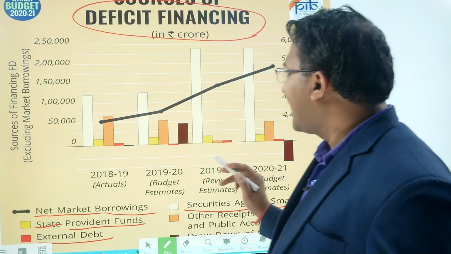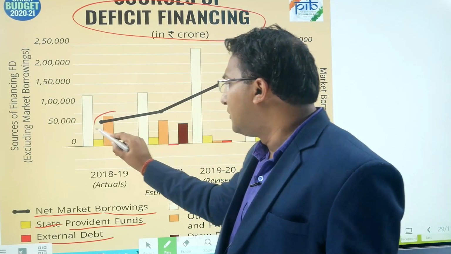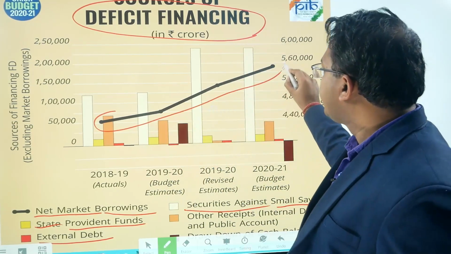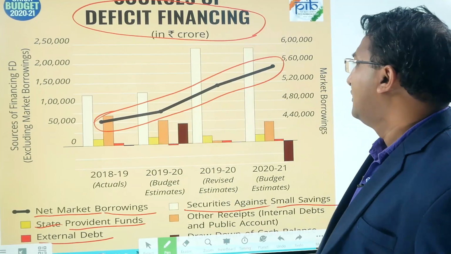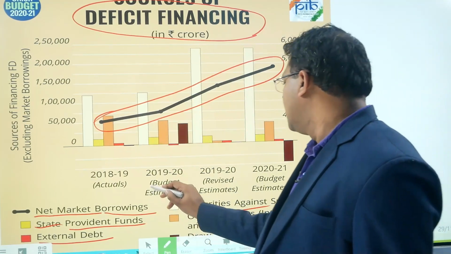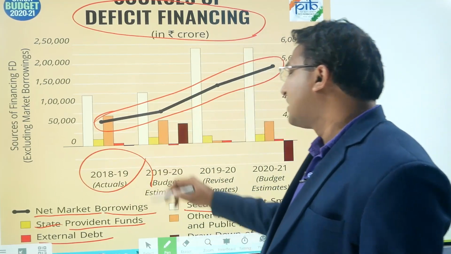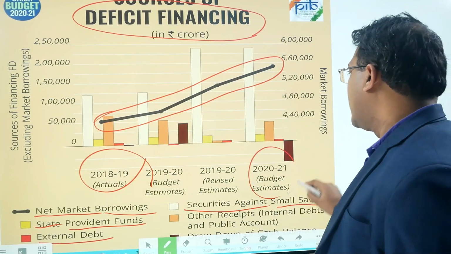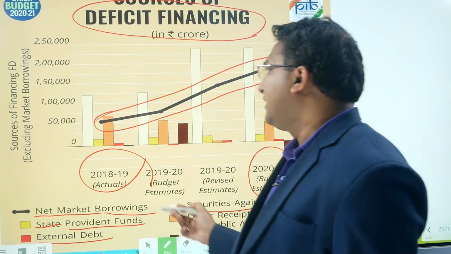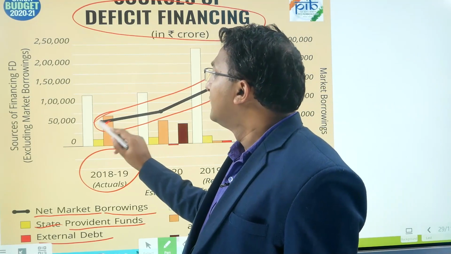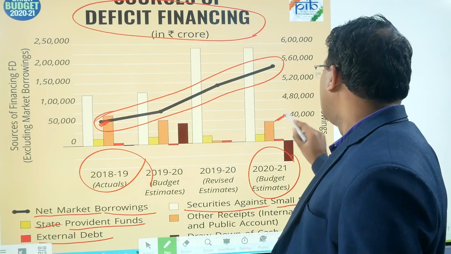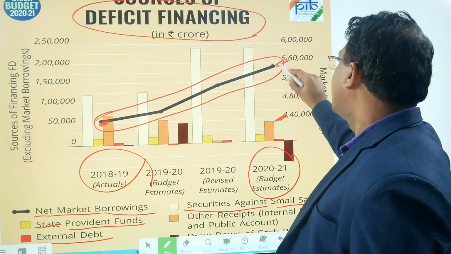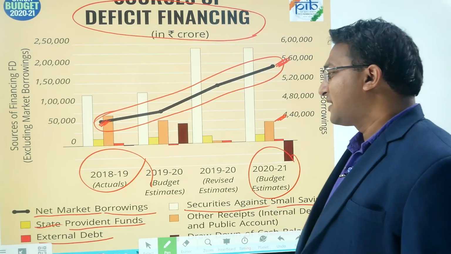You just see this black arrow which is representing the net market borrowing. This net market borrowing has increased as compared to 2018-19. Earlier it was just, sorry, not 50,000, 4.4 lakh crore. Now this is 5.6 lakh crore, right? So in the absolute term, this has been increasing.